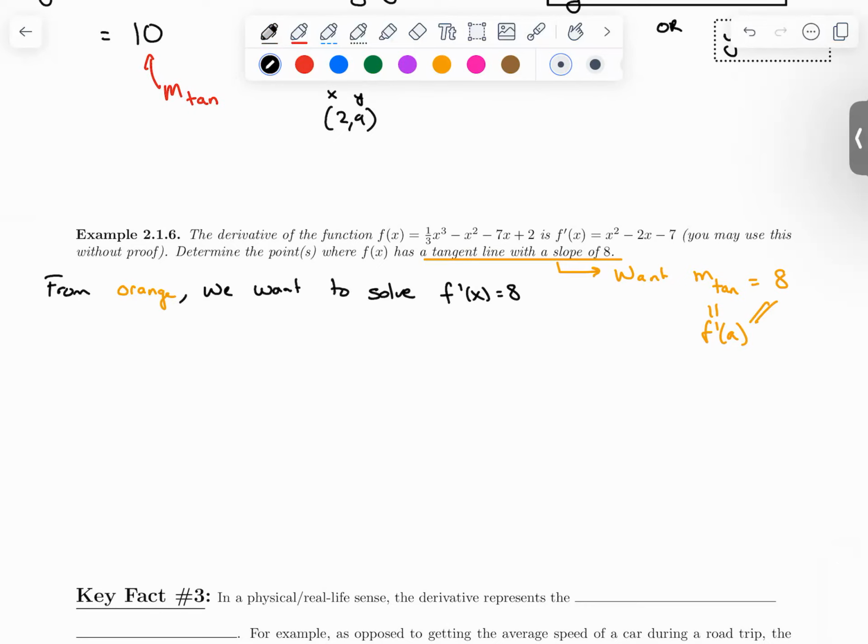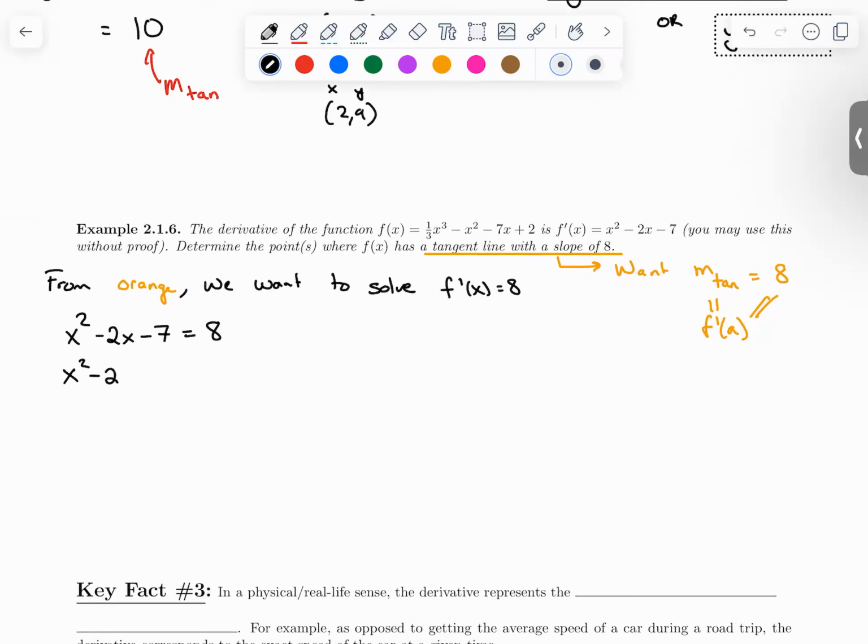That's what we're being asked to do. Subtly, we're being asked to solve f prime equals 8, because if we solve that, we're setting the derivative equal to 8, which is the same thing as saying the slope would be 8. So f prime of x is x squared minus 2x minus 7. We're going to set that equal to 8. And then from there, we've got to bring all the things to one side so that one side is 0. We get x squared minus 2x minus 15 is equal to 0, which gives us x plus 3 times x minus 5 equals 0.